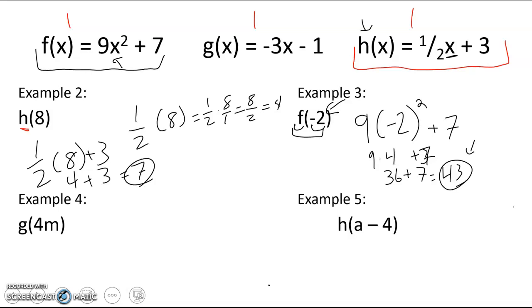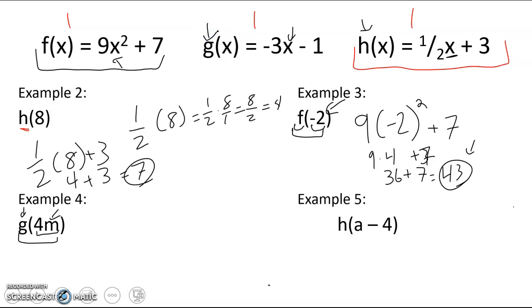Now, g of m for m, all right, so this one right here. So there's going to be times where it's not just a number that you plug in. You might have a variable to plug in, but the same rules still apply. We're going to take this variable, the whole thing, the number times the variable, and plug it in for our x, all right? Now I'm using g, so I'm going to be using this equation right here.